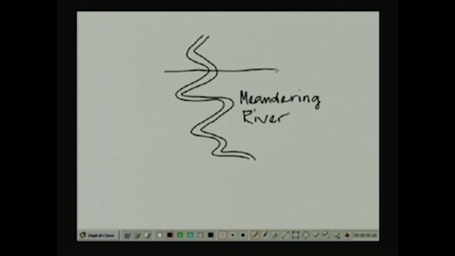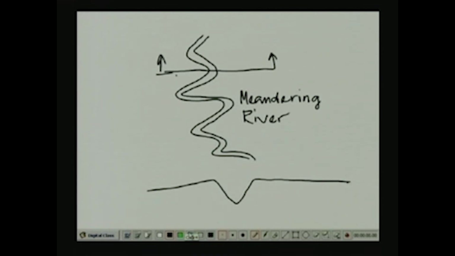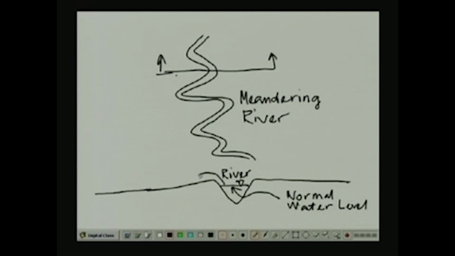When we take a section of a meandering river, then what we see normally is that the river bed is shown here, and on both sides of the river bed is a relatively flat land. This flat land is sometimes flooded when the river water level, this is the normal water level, is surpassed and the water tries to overflow the banks. Then the area that is flooded is called the floodplain.